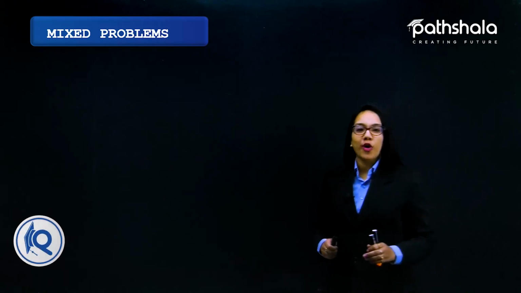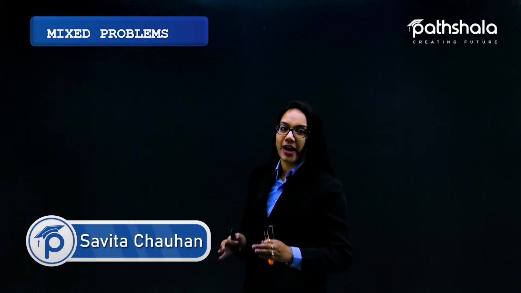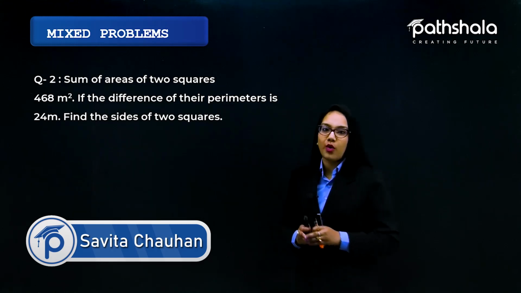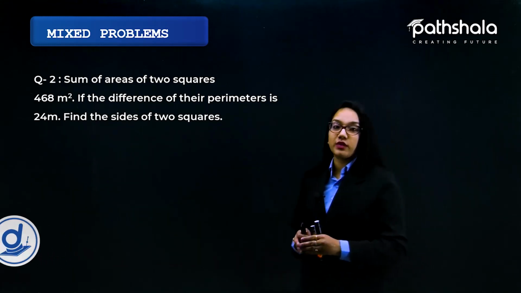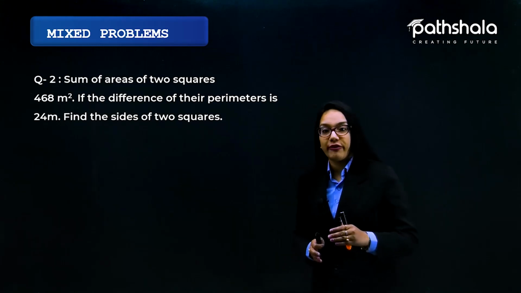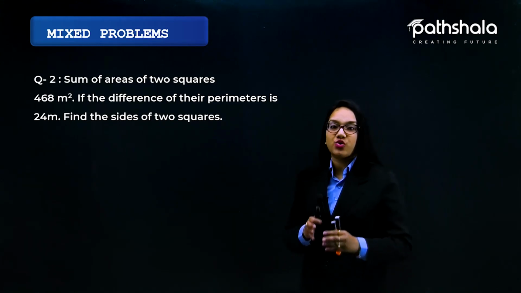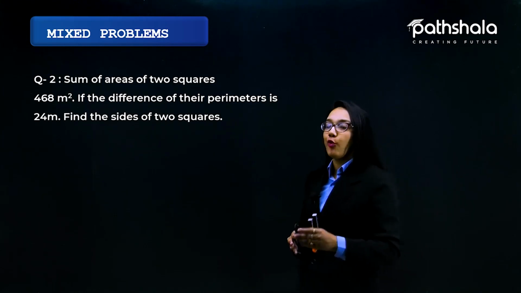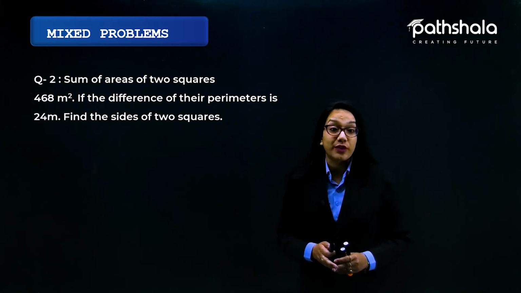So let's just move on further and see the next question under the mixed problem. The next question says that the sum of the areas of the two squares is 468 meters square. If the difference of the perimeters is 24 meters, then find the sides of the two squares.